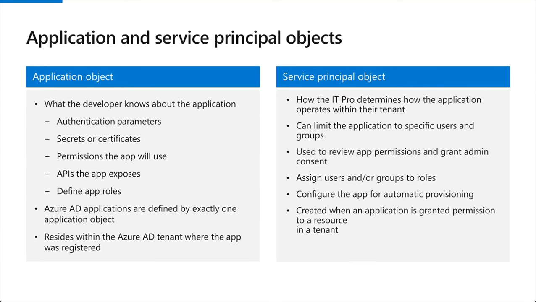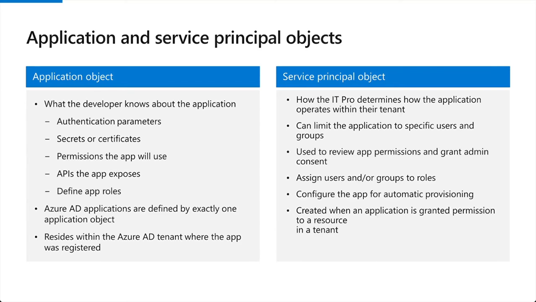of a generic term. But when we talk about Azure AD, when you register an application, you get two things. You get an application object, and this is what the developer knows about the application, such as certificates or secrets, how users are going to authenticate with the app, the permissions, the scopes that are going to be exposed by the app or that the app is going to use, app roles.